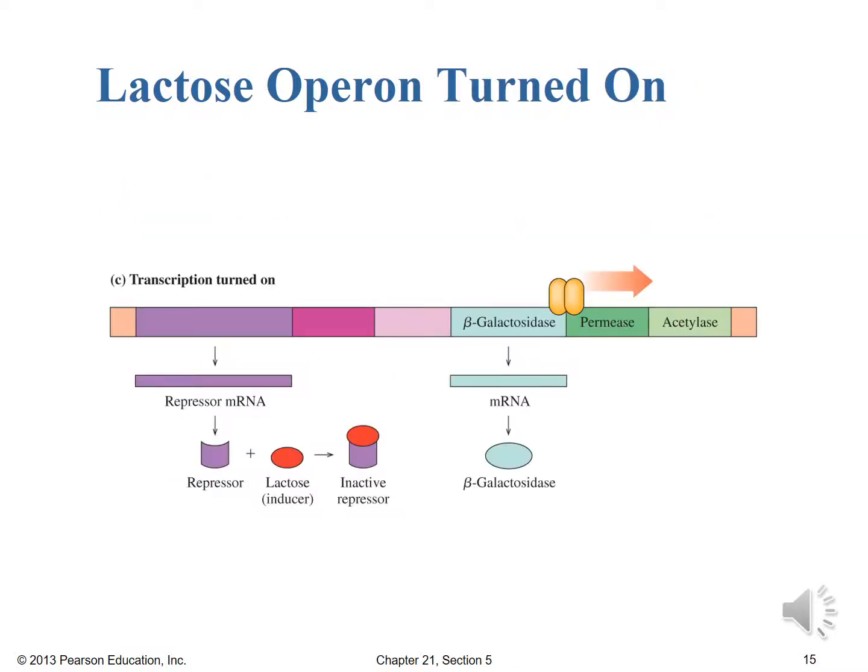So here we see another cartoon, and this time the lactose operon gets turned on. So we have the repressor messenger RNA, the lactose inducer, and that causes the repressor to become an inactive repressor, and so it's not stopping the messenger RNA from forming. So we see the messenger RNA is allowed to interact and form the beta-galactosidase, actually the protein enzyme that allows for the breakage of the lactose link. So there you have it, a lactose operon turned on.